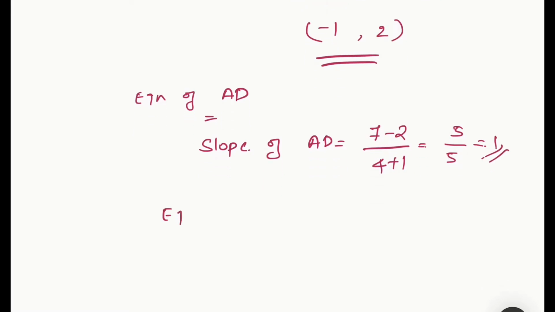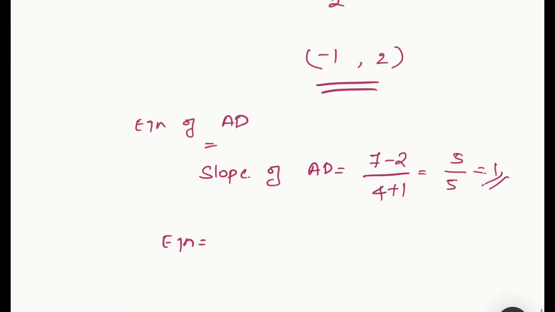So, equation will be, with 4 and 7 we have, right? Y minus 7 equal to 1 into x minus 4. Y minus 7 equal to x minus 4. Y minus x equal to 3. This will be the equation of line. Hope it's clear to you all. So, the equation of the median passing through the vertex A will be y minus x is equal to 3. Hope it's clear, children.